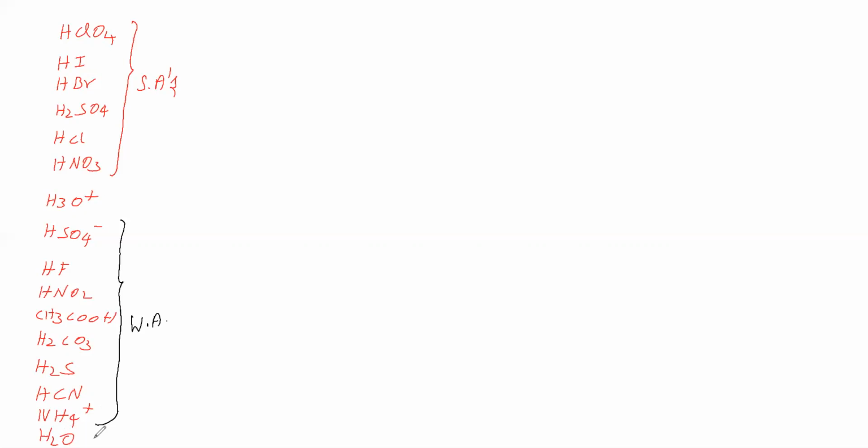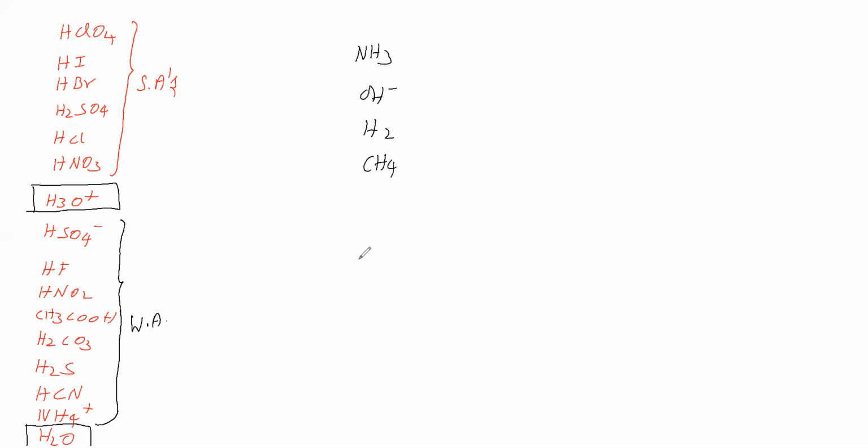Don't include water in the weak acids. Similarly, don't include hydronium ion in strong acids or weak acids. Write them separately. Hydronium ion is separate here, and water is separate here. Then we will take some more acids, that is NH3, then OH minus, H2, CH4. Like this we will take.